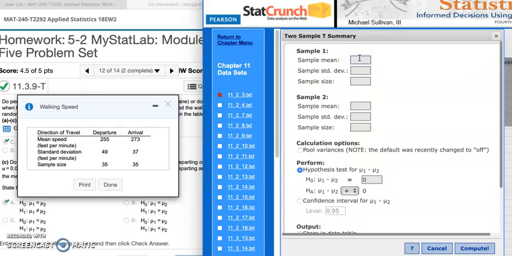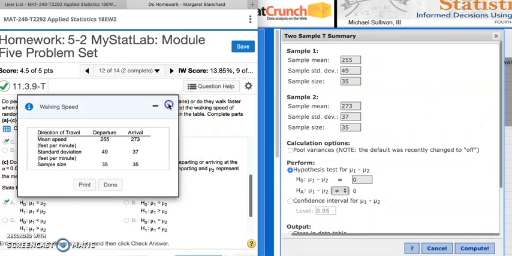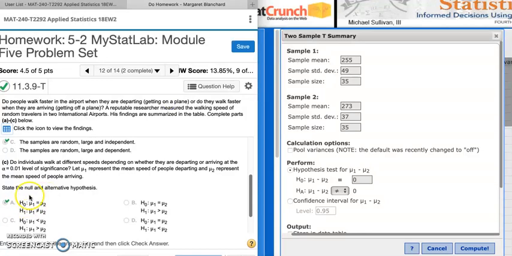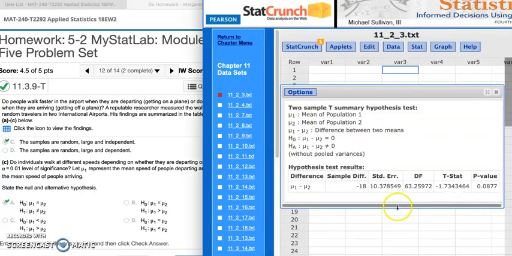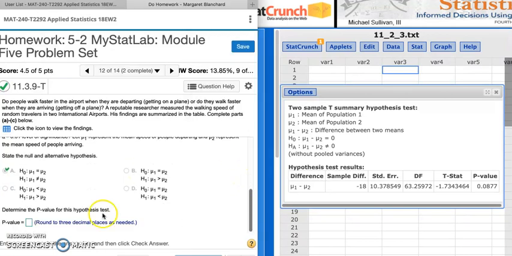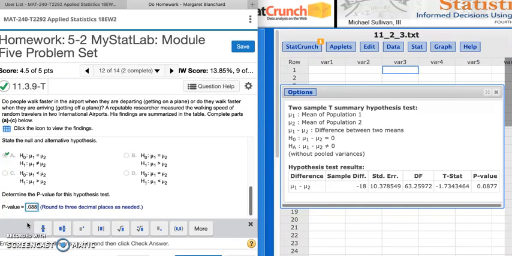So we're going to type in our sample mean 255, standard deviation 49, and sample size 35. And then for our second sample, the arrivals, we have 273, 37, and 35. As we talked about just a minute ago, our null and alternative are equal to and then does not equal. So here it's already automatically selected. We're going to click compute and we get our p-value of 0.088 when we round.